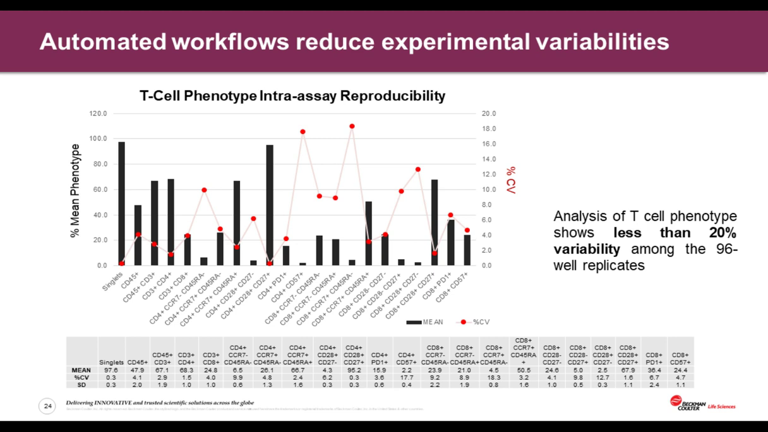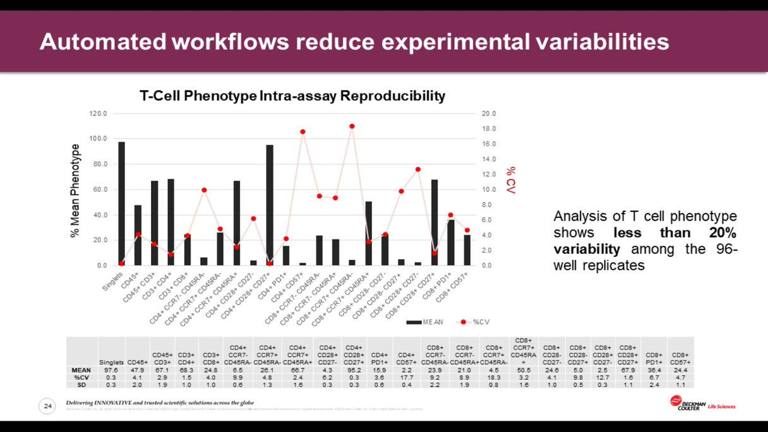So what you see on the left-hand axis is the mean of the phenotype in terms of the percentages of the cells that are described on the bottom axis. And what you see on the right-hand side is the percent CVs. So collectively, the analysis of the T cell phenotype showed less than 20% variability among the 96 well replicates. And that's actually quite great, especially when even in the cases where the percentages of the positive populations were 2% or less, where the variability is going to be the most based on the fact that it's the lowest numbers. So what we get here is really the capacity to reproduce our intra-assay and ensure that our sample workflows are indeed reproducible.